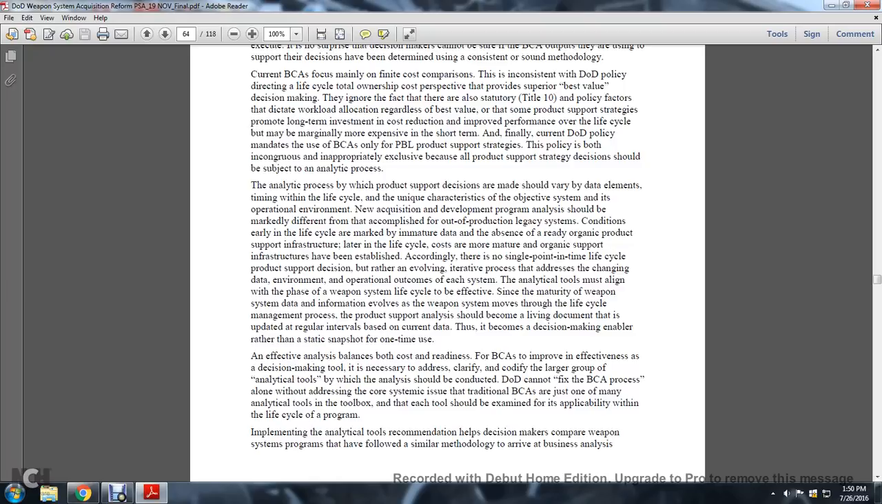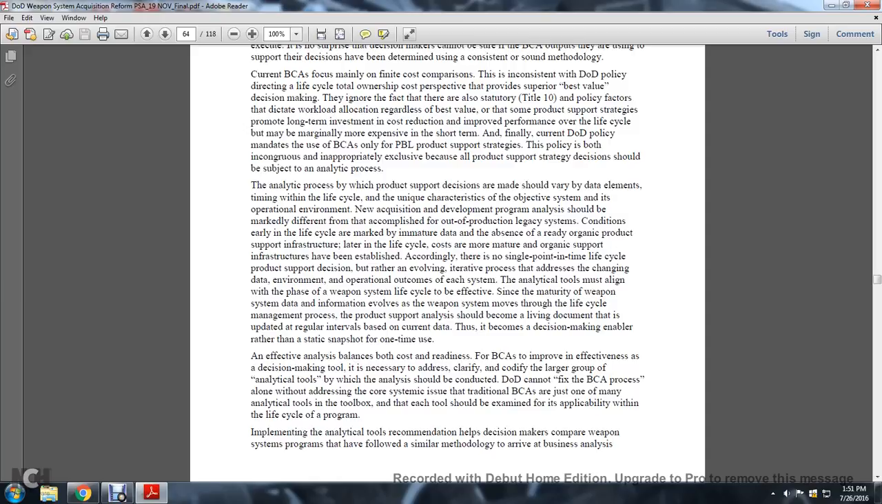The analytical process by which product support decisions are made should vary with the data elements, the time in the life cycle, the unique characteristics of the weapon system, and the operational environment. New acquisition development analysis should be approached differently from that accomplished for the output of a production legacy system. Conditions early in the life cycle are marked by immature data and the absence of a ready organic product support infrastructure. Later in the life cycle, cost is a factor once a mature organic support infrastructure has been established. There is no single point in the life cycle of the product at which the support decision is made; rather, it involves an iterative process of addressing the changing data environment or operational outcomes of each system.